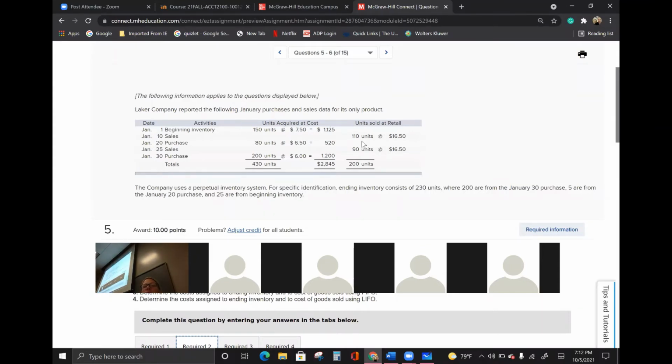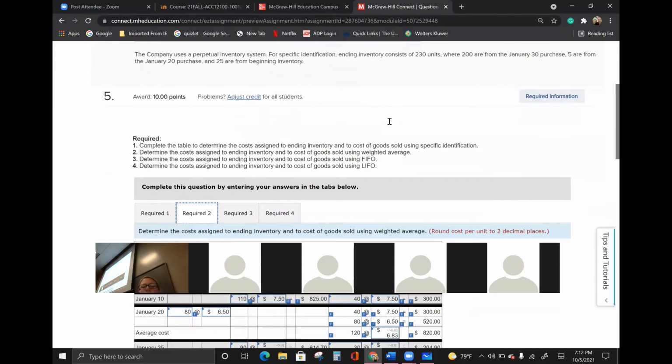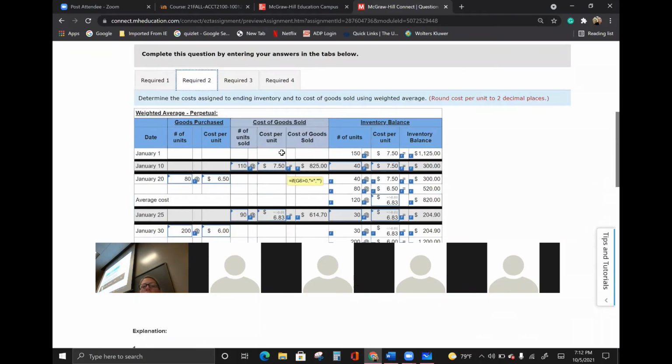Well, the only thing I have is the beginning inventory. I don't have any purchases yet, right? So I have to use the same cost, which is 750. And that's because that's the only batch I have. I don't have anything to add to it yet. So when I sell, I'm selling from that batch at 750. Okay, so we understand why it's 750? Because that's all I had. So 110 units times 750 to give me the 825.